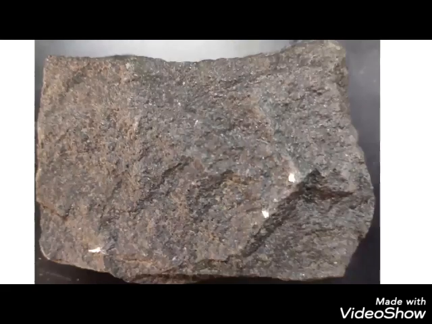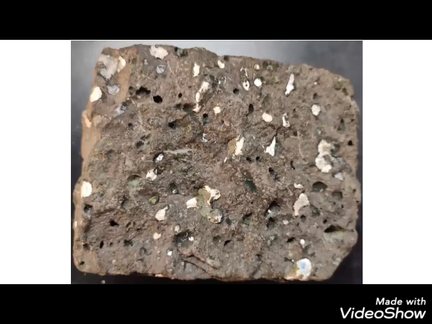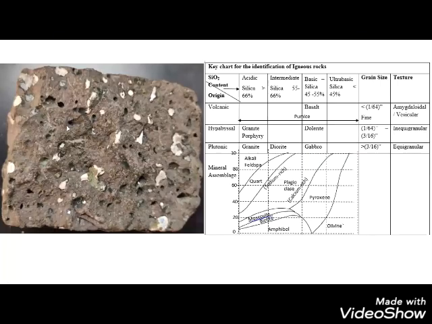Next, this is one more sample we have in the college. Speaking about the next rock, you can see vesicles over here. Holes being present, it is clearly understood that this is a volcanic igneous rock. Moreover, in volcanic igneous rock, the holes are also filled up with secondary minerals like zeolites, quartz, etc. So certainly this is a vesicular or amygdaloidal textured rock, and you can identify this to be basalt.